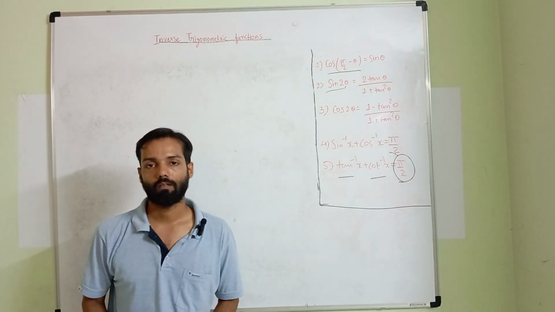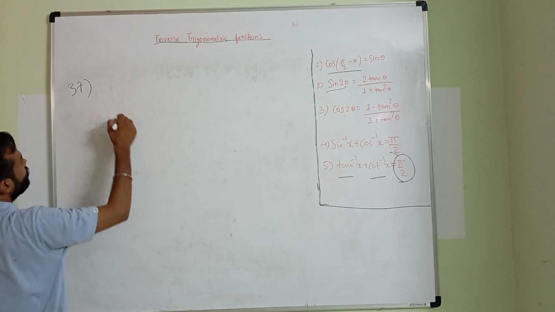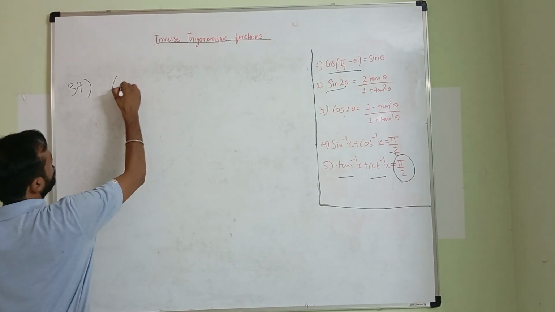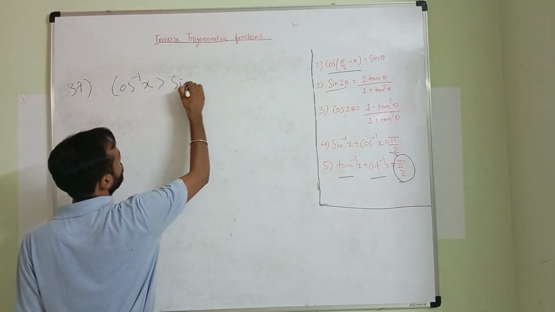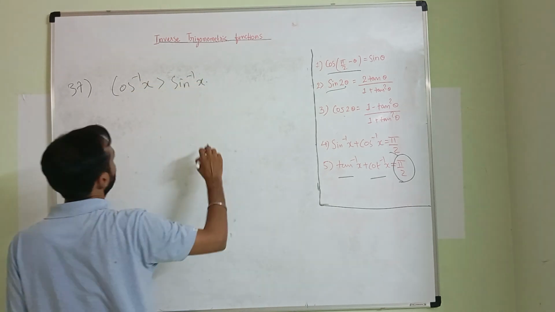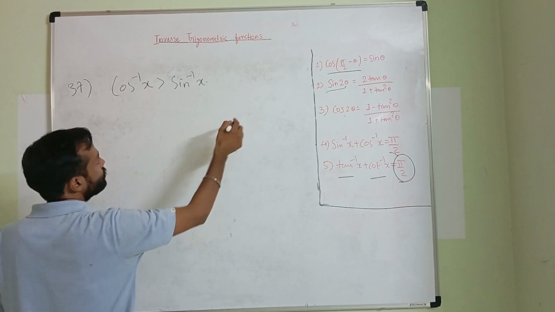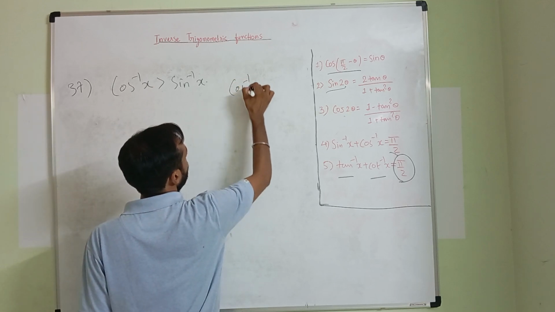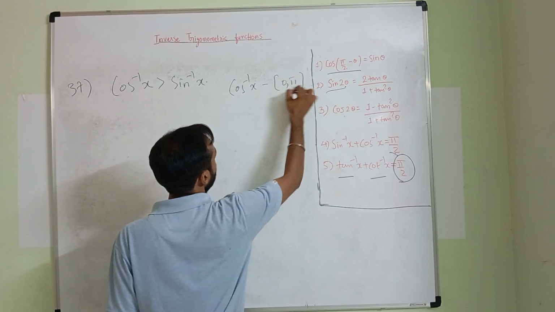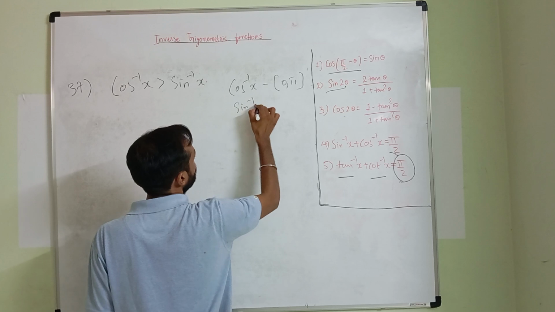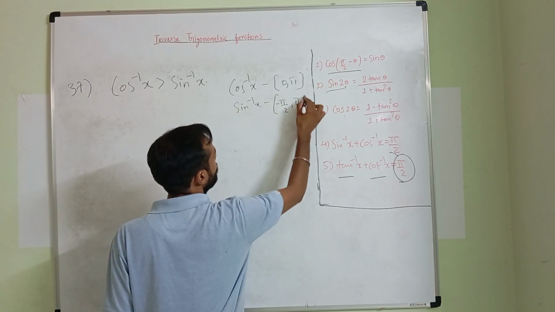Next is example number 37. This would be the last example of objective type questions. In this, it is asked: cos inverse of x is greater than sin inverse of x, then we have to find the value of x. So we know that the range of cos inverse x is from 0 to pi and sin inverse x is from minus pi by 2 to pi by 2.